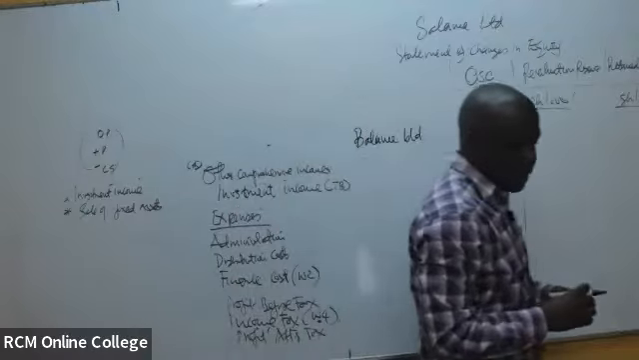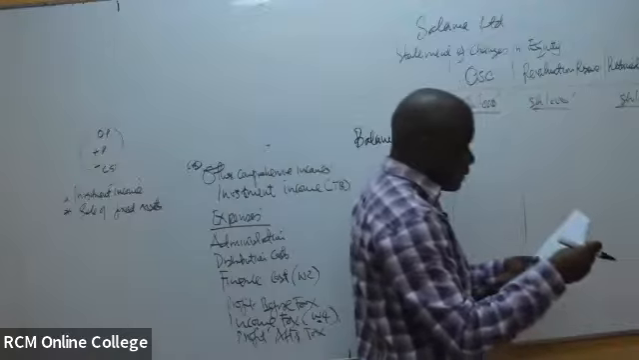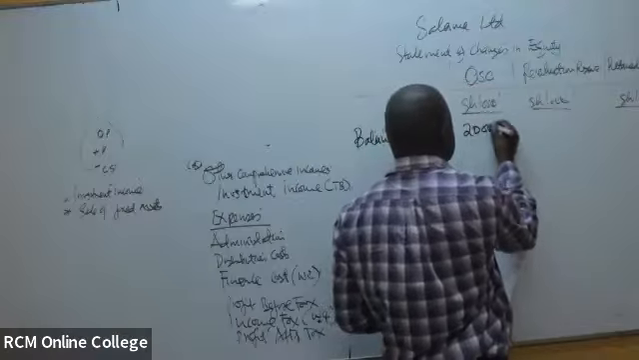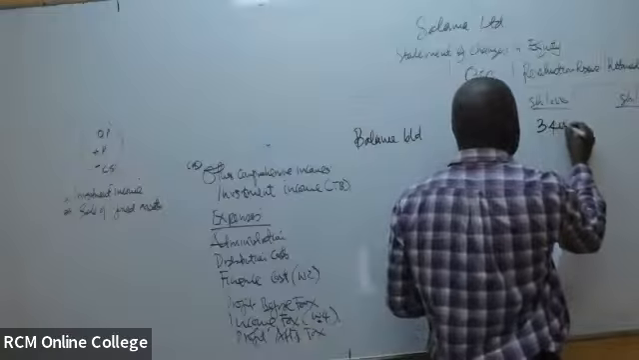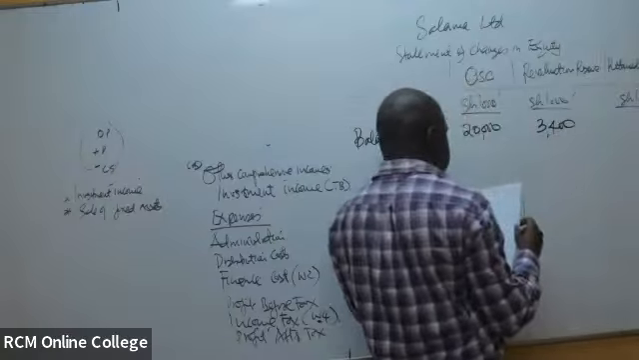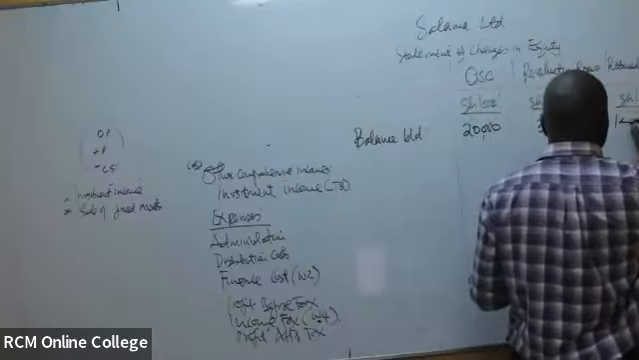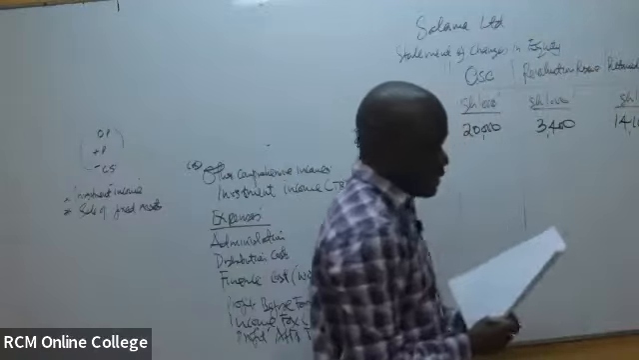So for example, in this case, ordinary share capital is 20 million. Revaluation reserve is actually 3,400,000. Then we have retained earnings, which is 14,160. So these are the balances for these equity elements at the start of the year.